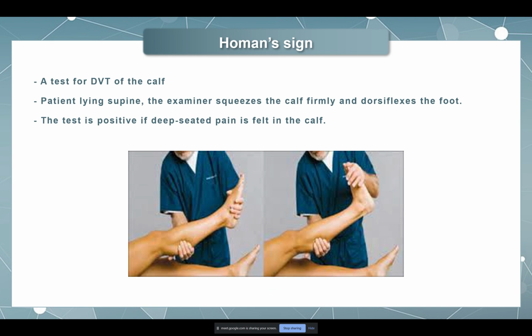If you think this confirms a DVT case, this is a very cautious procedure because it can precipitate further dislodgement of the thrombus.